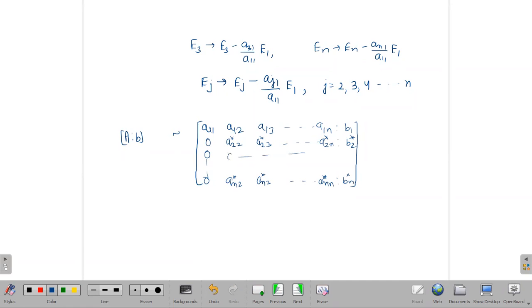So now here this is E1 again, this is E2, this is E3, and this is En. So again you have to make these elements 0. This is E3 2 star. So now you have to make these elements 0. So this way you will reduce this matrix into an upper triangular matrix.